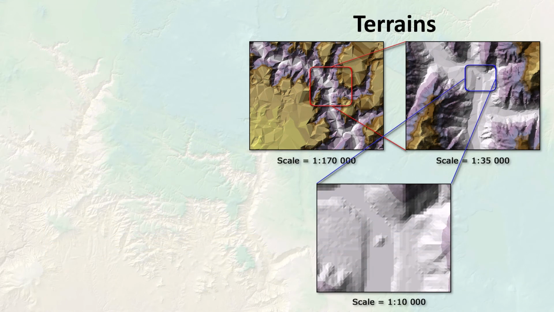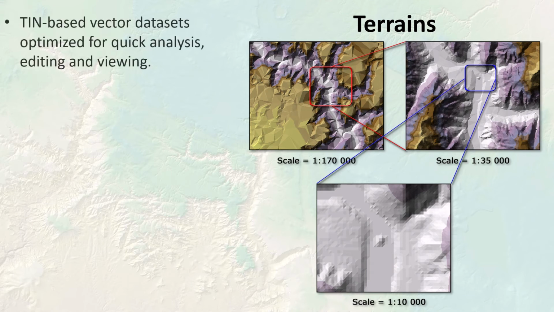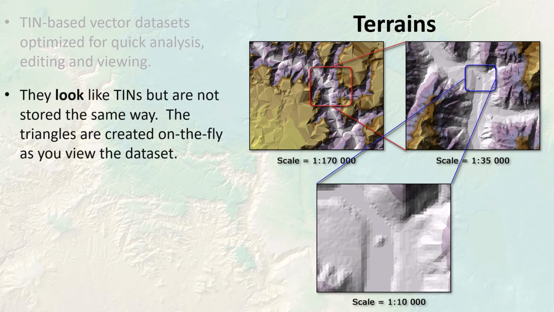Next up are terrains, and terrains are tin-based vector surface data sets. Tin, remember, is triangulated irregular network. So they're tin-based data sets that are optimized for quick analysis, editing, and viewing. They're similar to tins in that they treat the landscape as a continuous surface of connected triangles, but the data set's not actually stored in tin format. And the triangles are created on the fly as you view it.